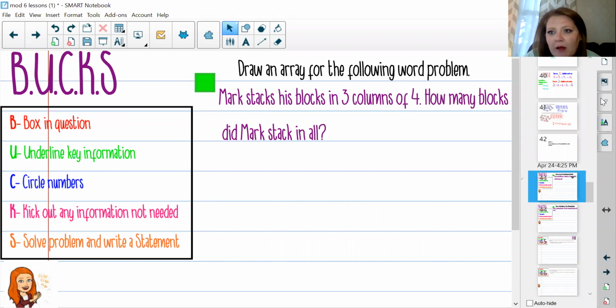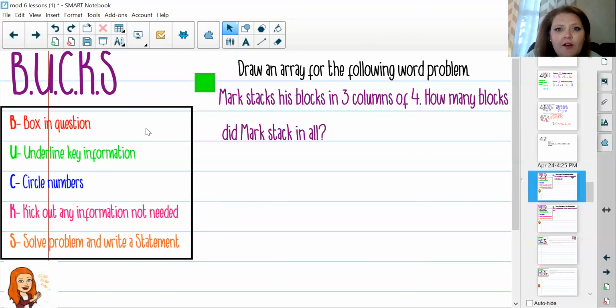Okay, so you remember when we are looking at word problems, we always think BUCKS. Remember, BUCKS stands for box in question, underline key information, circle numbers, kick out any information not needed, and solve the problem and write a statement. We're going to do a couple together, and then I'll do a couple with you that are on your problem set for the day, all right?